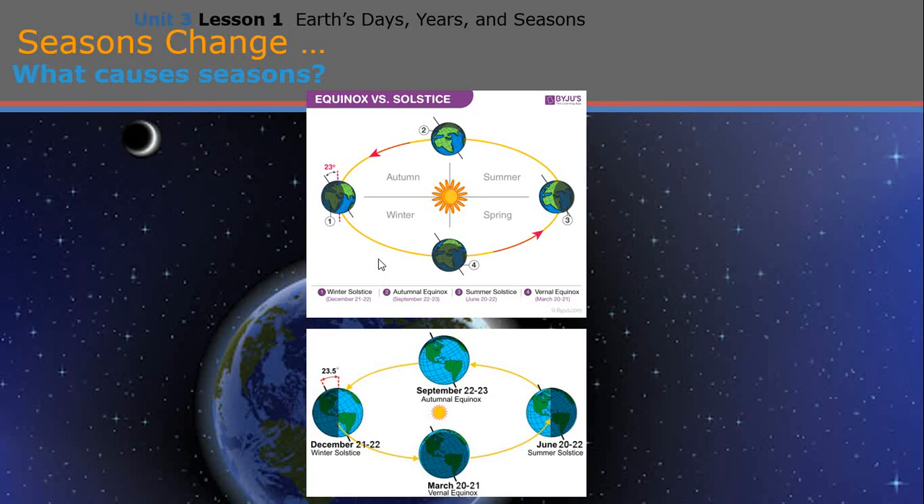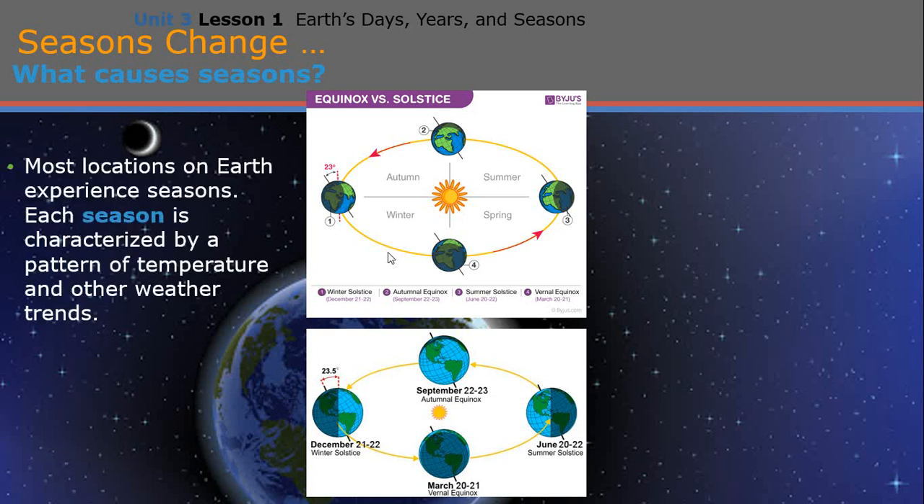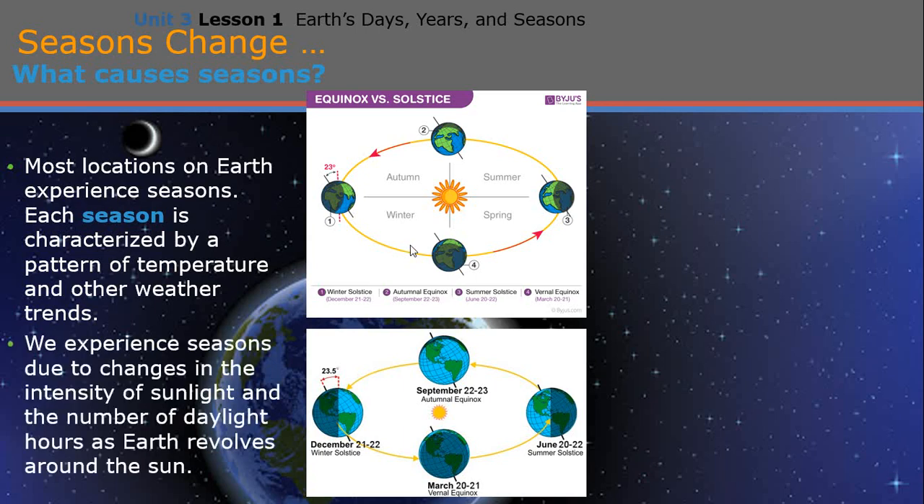And so this is what seasons are. I have 4 of them. I have 2 solstices and 2 equinoxes that we're going to get to know further by reading this. Each season is characterized by a pattern of temperature and other weather trends, as I told you, humidity and daylight hours, and whether it's hot or cold.